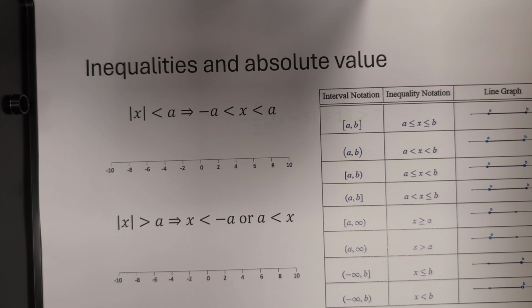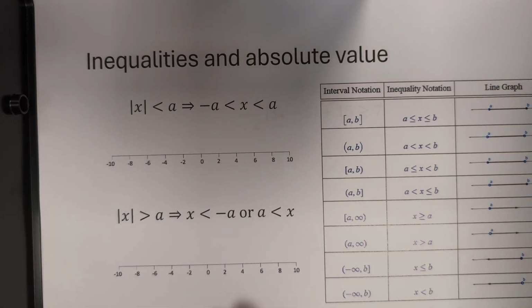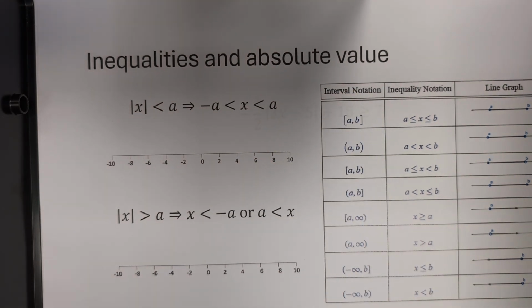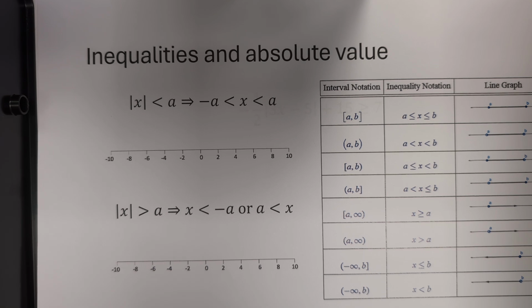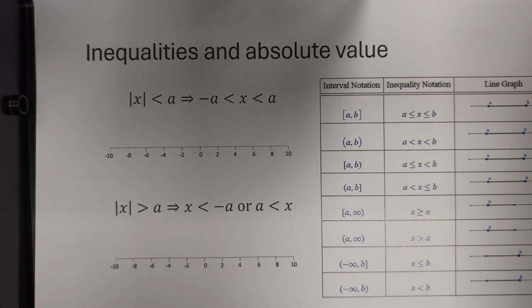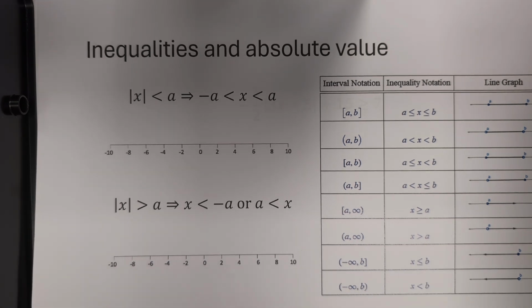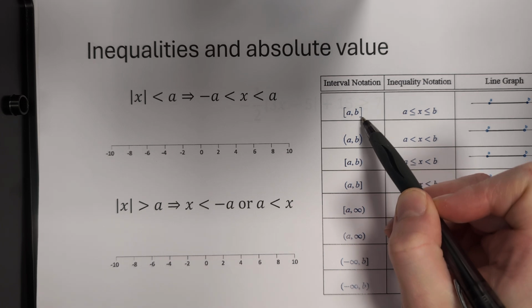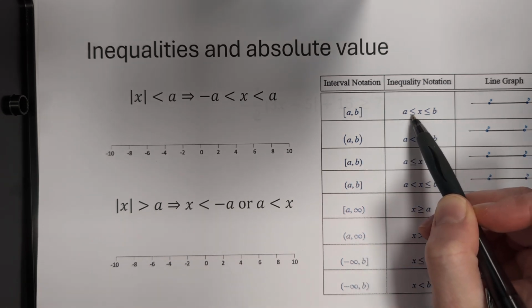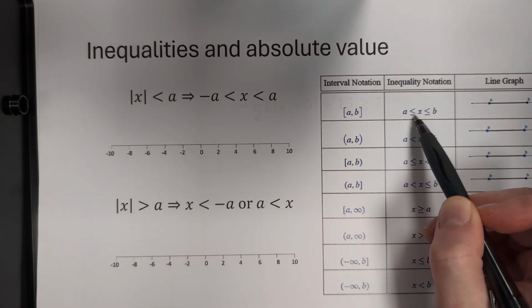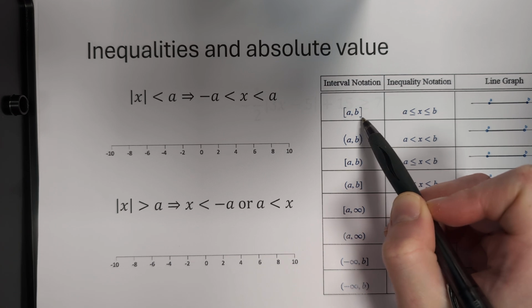So now looking at the inequalities in absolute value. On this side, I've just copied and pasted a table of what this could look like in different ways. I'm sure you've seen many of these things where you either have brackets, meaning that it's inclusive. So like if x is greater than or equal to some number, we'd have these square brackets.